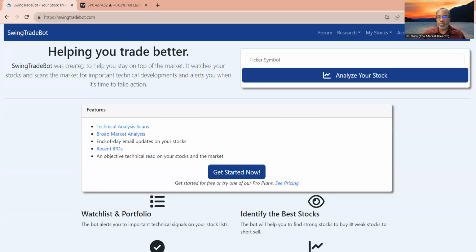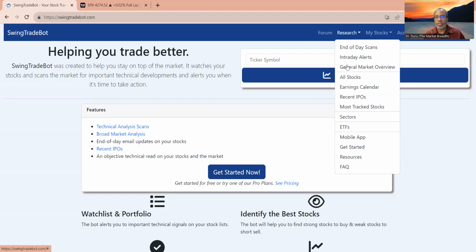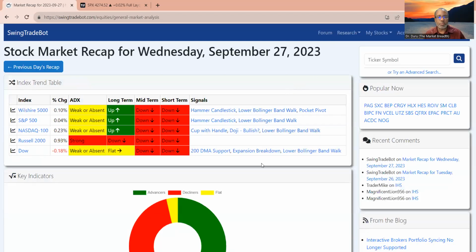As a reminder, I'm a subscriber, so not everything I do here you can do on the free version. First thing to do is check out the general market overview and confirm that Swingtradebot also thinks that a hammer was made. Sure enough, on the S&P 500, hammer candlestick is one of the signals that got triggered today. As further confirmation, the even broader index, the Wilshire 5000, also created a hammer candlestick. So that tells me this should be a very interesting indicator to check out.